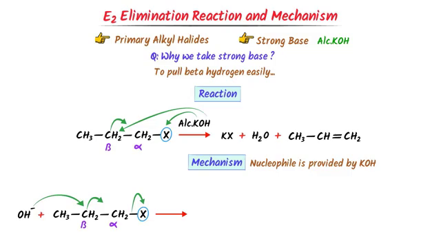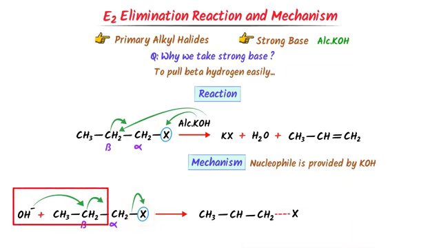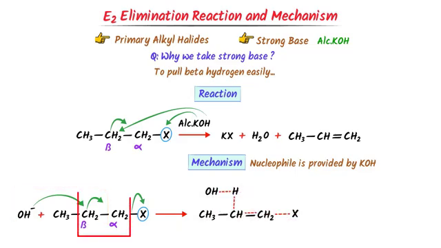Now listen carefully. I write the skeleton of this compound. CH3 single bond CH single bond CH2. We know that this halogen is leaving the compound. I show it by dotted line. Secondly, this nucleophile is attacking on this beta hydrogen. I show it by dotted line. Thirdly, the bond shifts towards alpha carbon. I show it by dotted line.